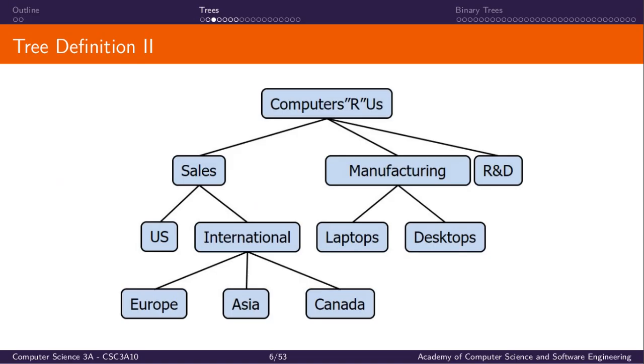So here's an example of an organogram or organizational chart where you have some organization, Computers R Us, and within that there are several departments: sales, manufacturing, research and development, and perhaps within that some sub-departments or smaller departments. For example, with sales, we have US and international. And within international, you will have groups of employees that are responsible for different areas like Europe, Asia, and Canada.